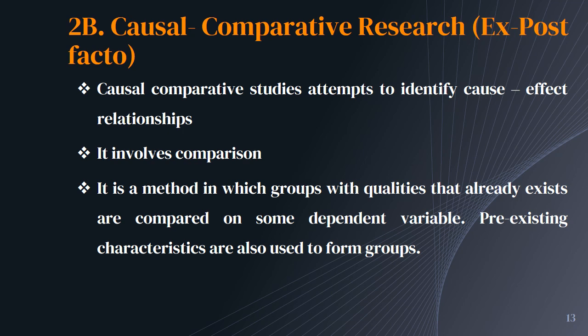So we are going to make two sets of variables, and for one set we will give a lesser amount of caffeine, for another set we will give a greater amount of caffeine, and we will make the comparative study, and from that comparative study we will draw the conclusion. Hence it is said that it is a method in which groups with qualities that already exist are compared on some dependent variable, and pre-existing characteristics are also used to form the groups. So this is an example for the correlational research as well as for the causal comparative research.